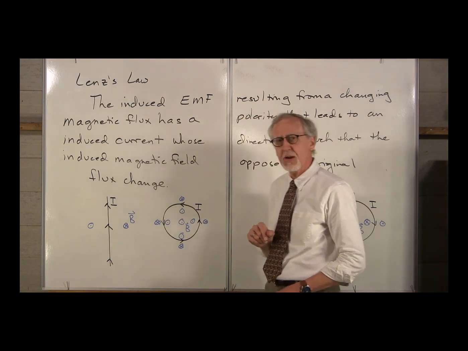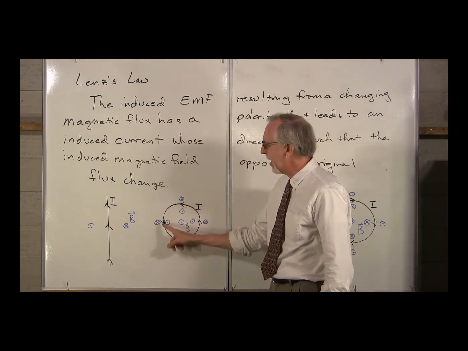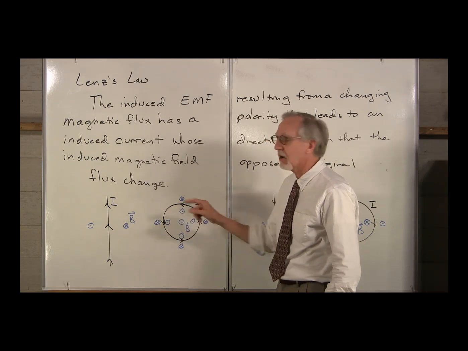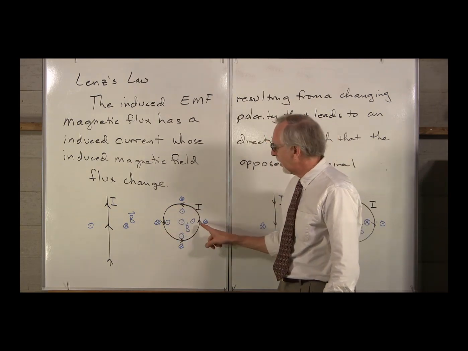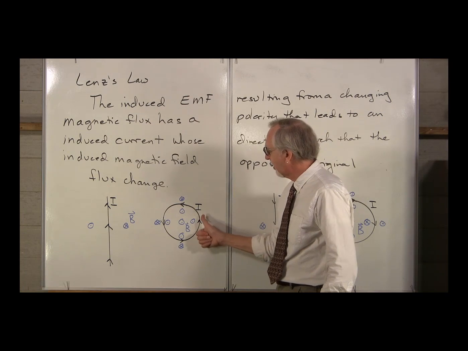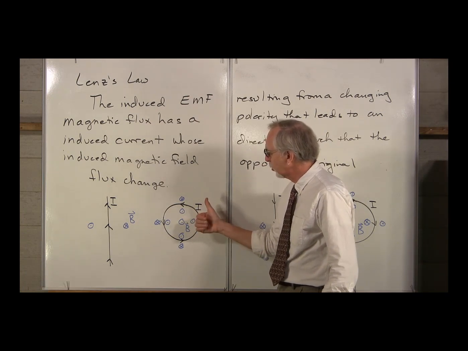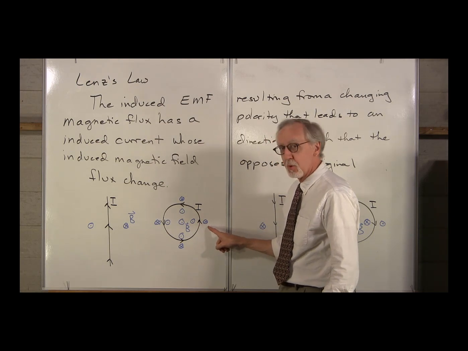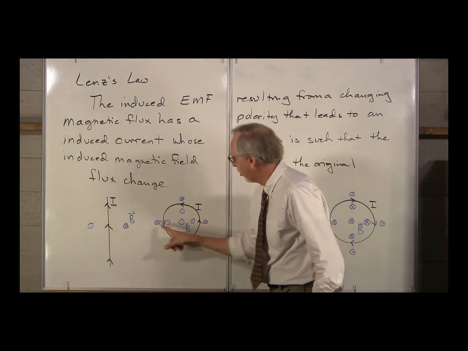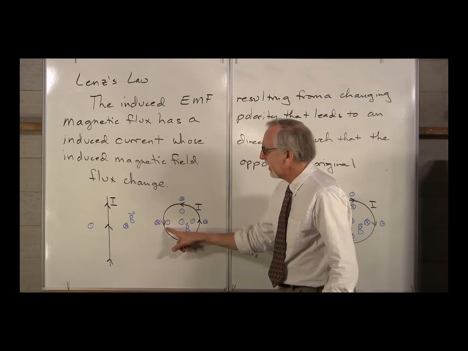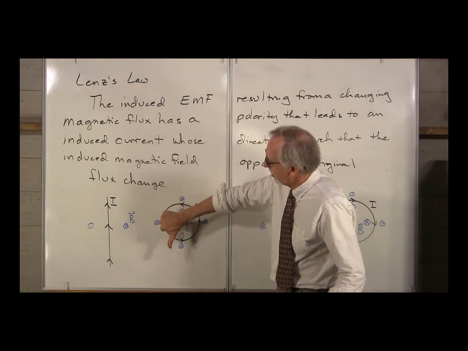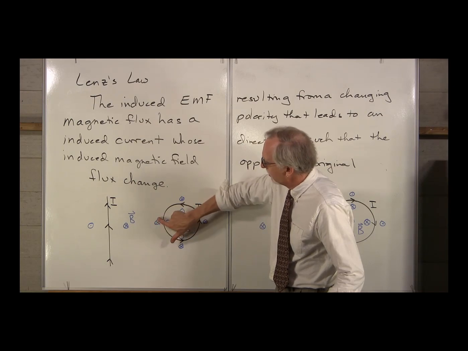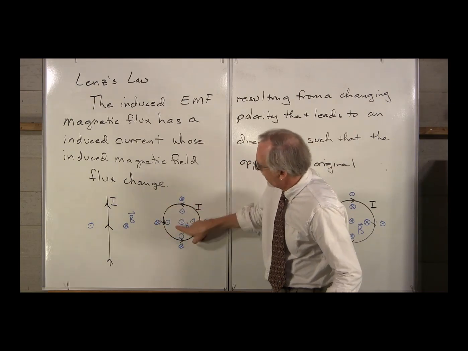Rather than a long straight wire, let's imagine we have a circular loop of current, and the current is going counterclockwise in this case. Over at this side, we have a current going up, and our magnetic field will point out of the board inside the loop, into the board outside the loop. Over here, we have a downward current, and the magnetic field points into the board outside the loop, out of the board inside the loop.